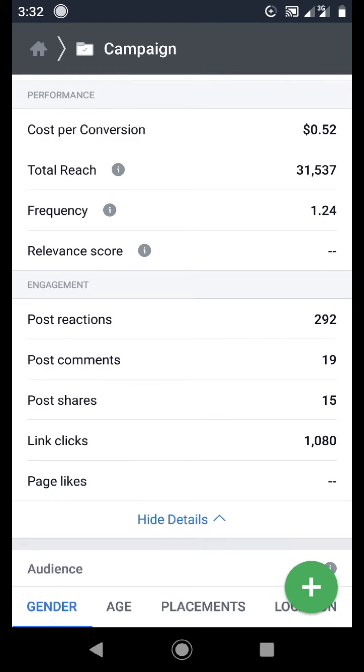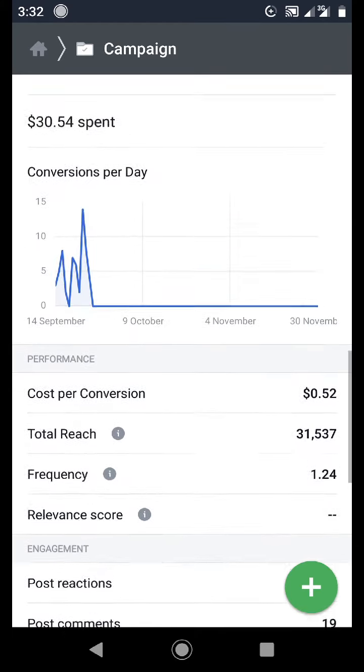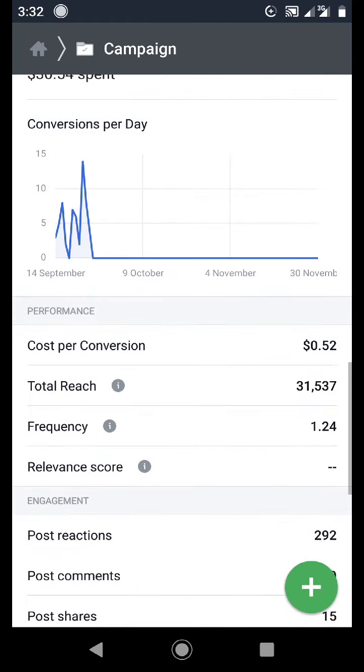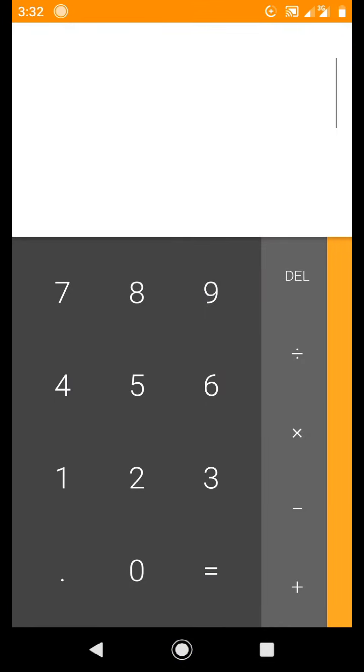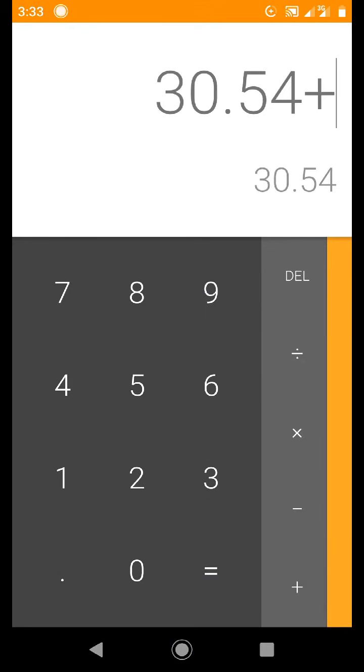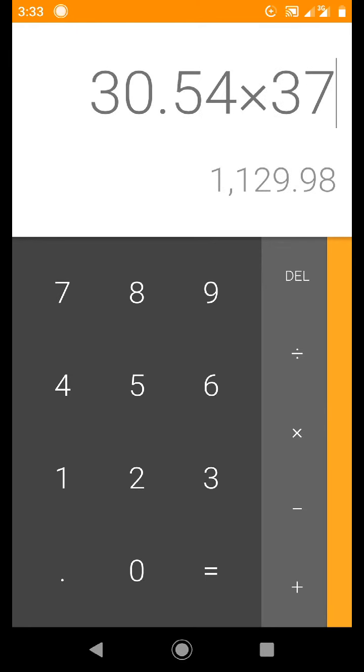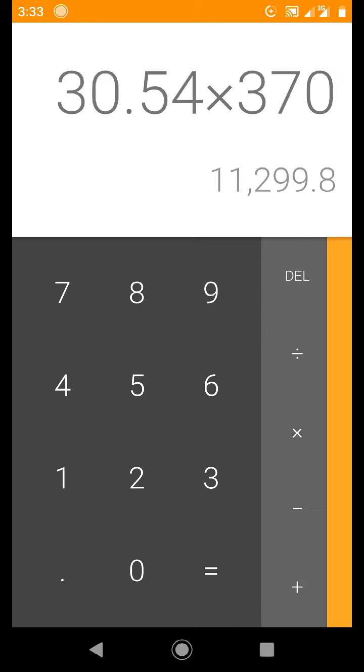Now this is what I mean. You can see the amount spent here is $30.54. Now let's go to our calculator. $30.54. Let's say the conversion rate is 370. So 30.54 times 370, that's 11,299.8.